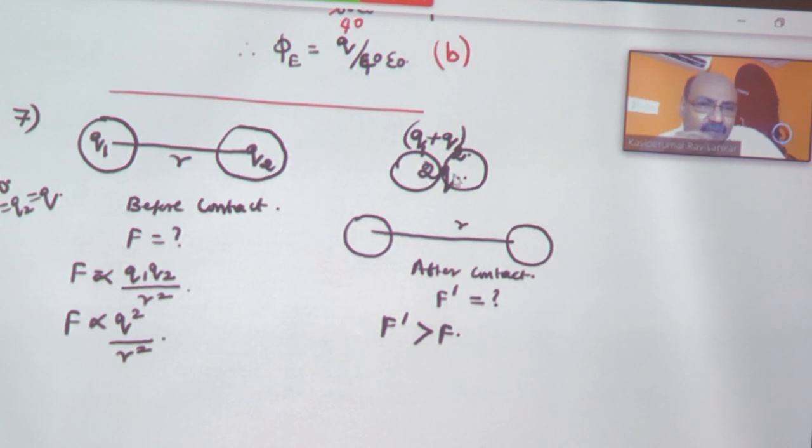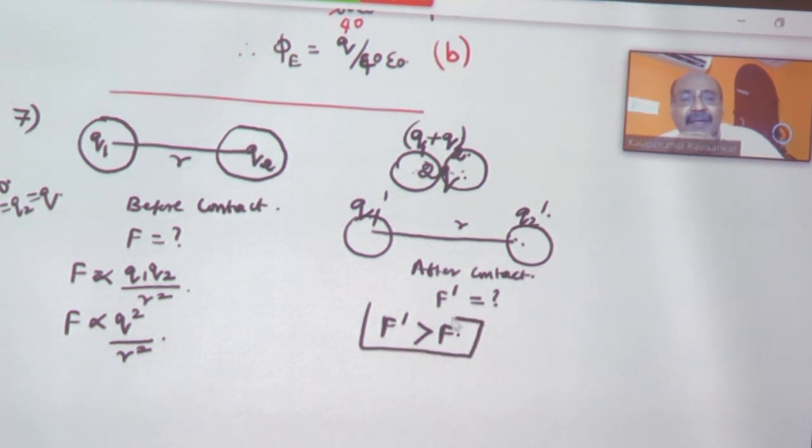Because when the two identical charges are joined and when they are separated, the charges available here will be different, because we have separated the two. Here you will be having another charge Q1 dash, and here you will be having another charge called Q2 dash. Then if the charges separated are higher, then we can say that F dash is greater than that of F.